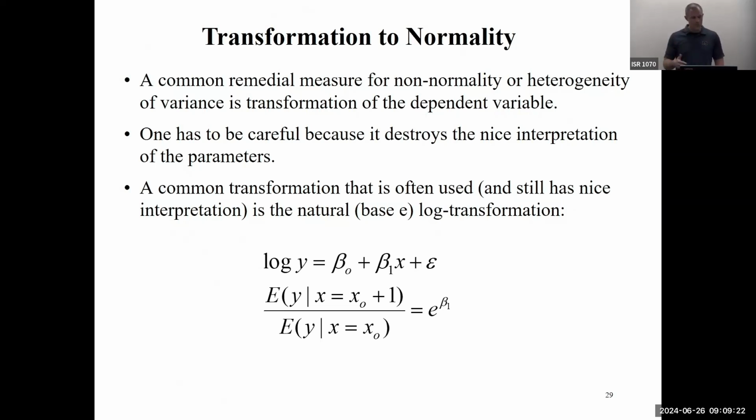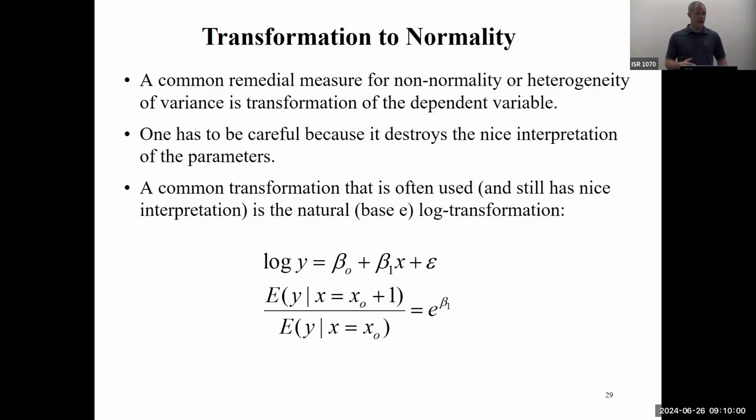All right, so we talked about the importance of looking at diagnostic plots when fitting linear regression models, and the assumption that the residuals are normally distributed. One common remedial measure when you find evidence of non-normally distributed residuals, especially for financial variables, things like income and wealth and assets, where there tends to be a skewed distribution for that continuous variable, is to transform the dependent variable and then fit the regression model to that transformed dependent variable. You just have to be careful about the way that you transform the dependent variable, because it can mess with the nice interpretation of the parameters in that model.